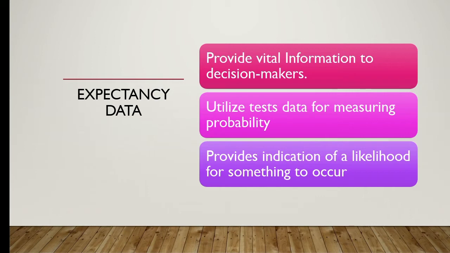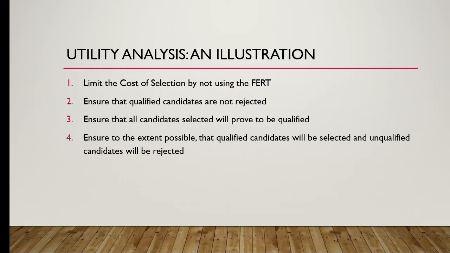The next slide is the utility analysis illustration. First, limit the cost of selection by not using the FERT. This goal could be appropriate if Federal Express just needs bodies to fill positions in order to continue operations, if the consequences of hiring unqualified personnel are not a major consideration, and/or if the size of the applicant pool is equal to or smaller than the number of openings.